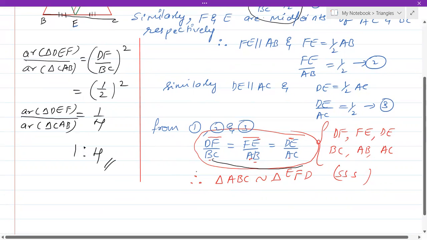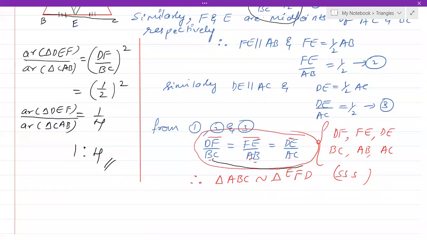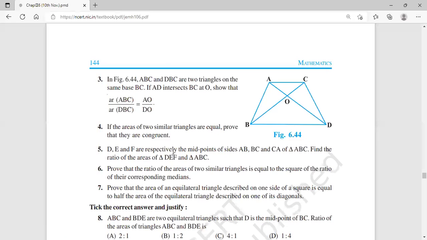So let's get into the next question, students. In the next question, we have to prove that the ratio of areas of two similar triangles is equal to the square of the ratio of corresponding medians. This I have already given as a note or an important point when we were doing areas of similar triangles. We'll prove this now. That is, the ratio of areas of two similar triangles is equal to the square of the ratio of corresponding medians. Okay, let's do that.